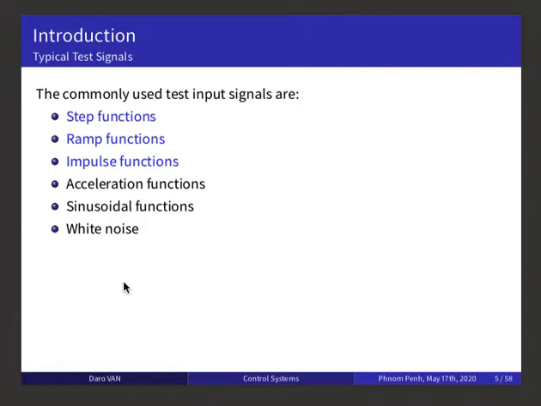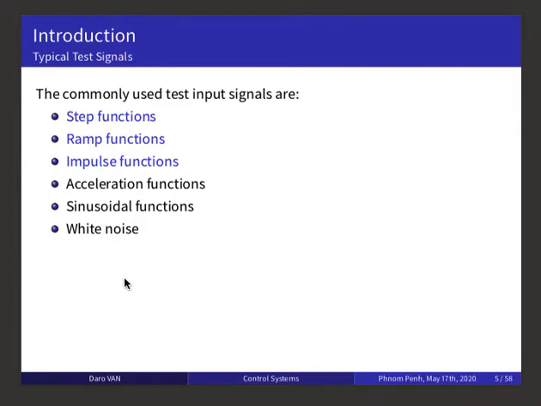For example, we want to check the performance of the system. We want to study the behavior of the system, and there are commonly used test signals that we can use in order to study the behavior of the system. For example, step functions, ramp functions, impulse functions, acceleration functions, sinusoidal functions, and white noise.